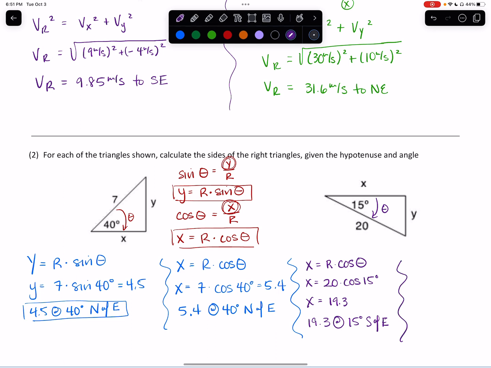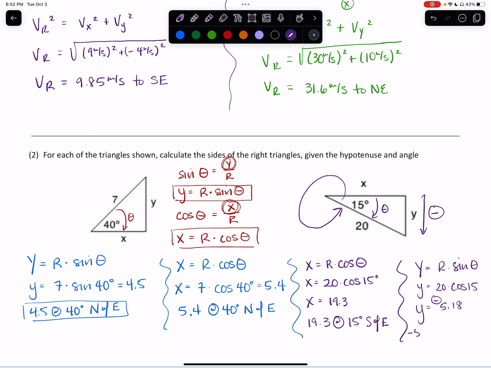And then I'm going to end with my vertical component. So y is equal to r times sine of theta. So I'm going to have a y value that is 20 times the sine of 15. I'll plug that in my calculator. I get 5.18 for the magnitude, but this vector is pointing down, so that should be negative. So I'm going to put a negative sign in here. If I had used this angle, I would have gotten a negative sign. But because we plugged 15 in, then we're going to get it positive, and we just have to recognize it should be negative 5.18 at, again, 15 degrees south of east.